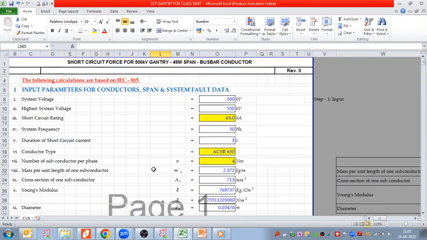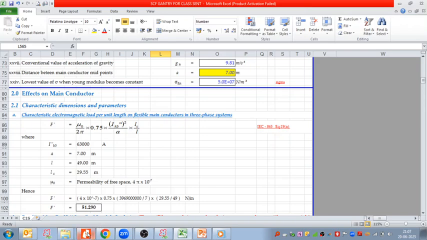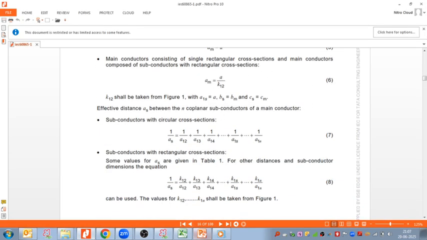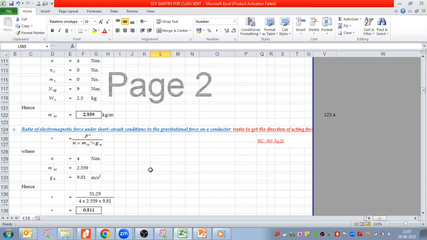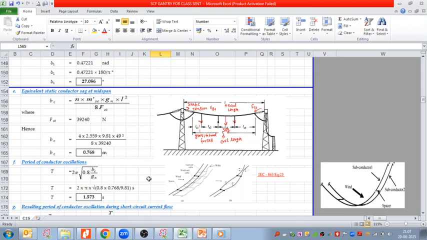So this is the Excel we are going to perform, and in this Excel all the formulas I have taken from the 60865. I just copy and paste them over here and put the values over here. There are a lot of steps I'm doing, so we will take the steps one by one.